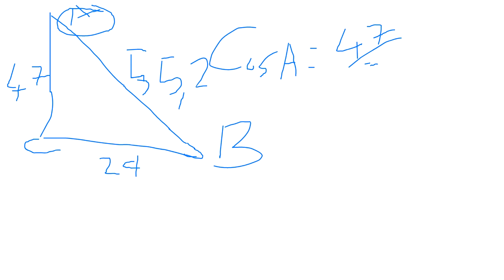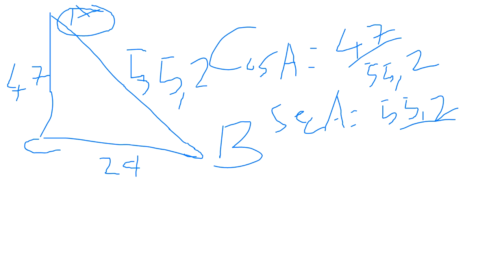55.2. And sec theta, or sec A, which is the reciprocal, will be 55.2 over 47. Then sine A will be 29 over 55.2.